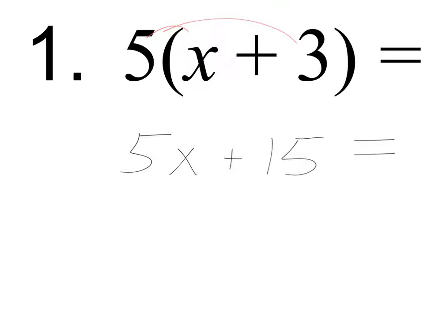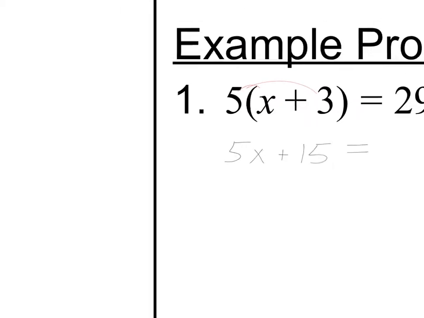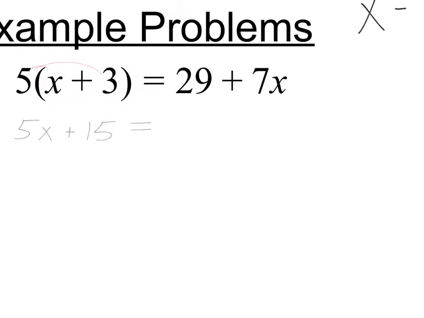Now, if I can, I'm going to simplify this left-hand side. Maybe there are like terms I can combine. In this case, no, there's not. So I'll continue on to the other side. Let's see, 29 plus 7x. I can't really do anything there, so it's already as simplified as it can be.